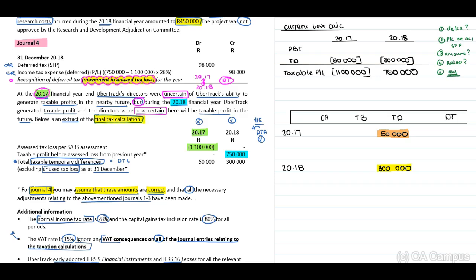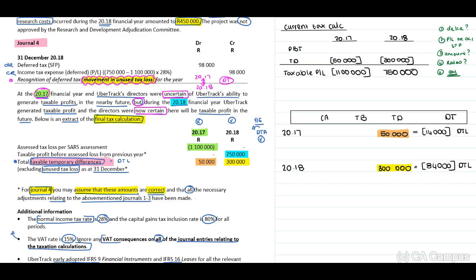Now, in terms of the final tax calculation, we are able to identify that there are taxable temporary differences, which we need to include in our deferred tax calculation. For 20.17, a taxable temporary difference of 50,000. Therefore, this taxable temporary difference will result in a deferred tax liability to be recognized. And then for 20.18, we have a taxable temporary difference of 300,000, and this will result in a deferred tax liability of 84,000 to be recognized.